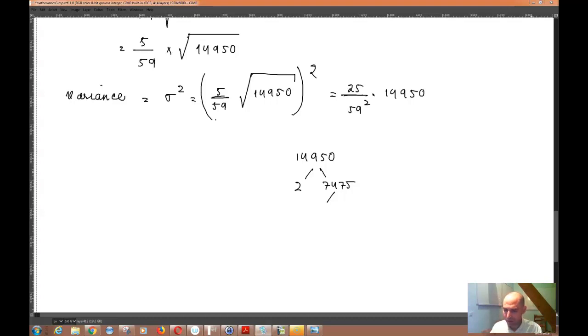23 is not divisible by 3, because 11 plus 12 is equal to 23. So this number is not divisible by 3. So then the next number would be 5.